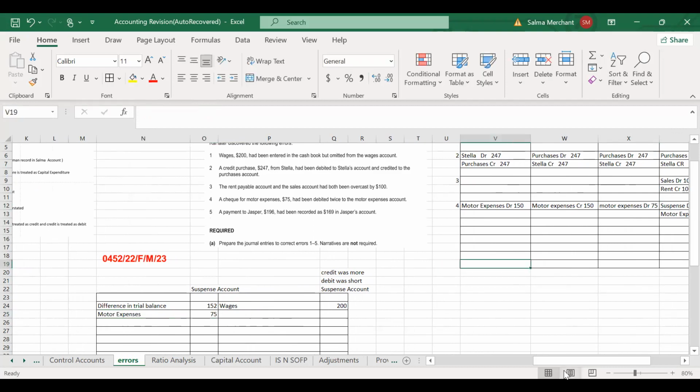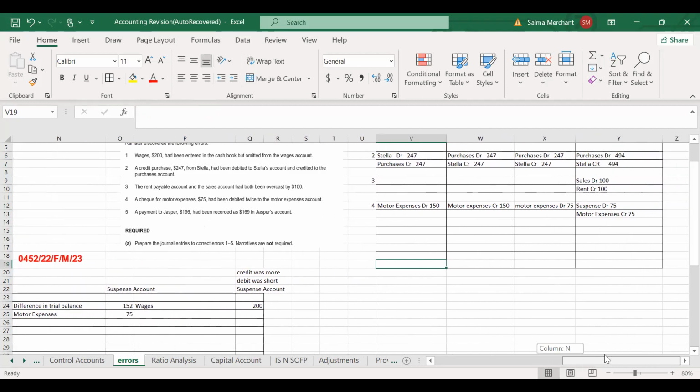Yes. Come on, fifth one. A payment to Jasper, 196, has been recorded as 169. Okay, amount. What is the error? What is the name of the error? A payment to Jasper 196 has been recorded as 169. Oh, it's the wrong amount.